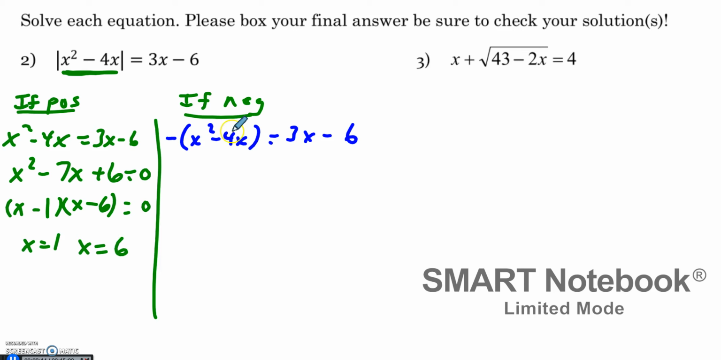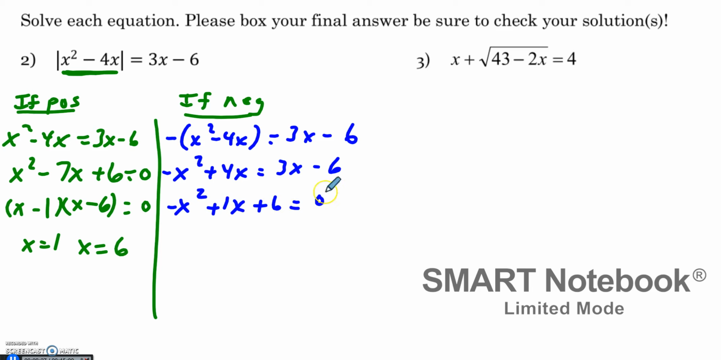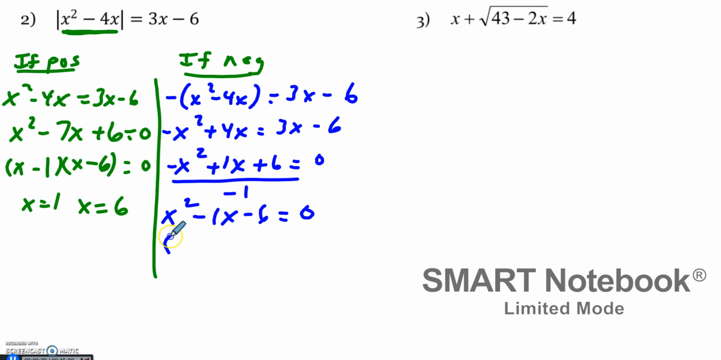The blue version, if I distribute the negative first, I would get negative x squared plus 4x equals 3x minus 6. If I get these to the other side, I would get negative x squared plus 1x plus 6 equals 0. But I'm going to make this x squared positive, and so I'm going to divide everything by negative 1. So I would get x squared minus 1x minus 6 equals 0. And let's see if this factors. x times x is x squared. 3 times 2 is negative 6. To get a negative 1, it's a negative 3 and a positive 2. So two possible answers here are 3 and negative 2.